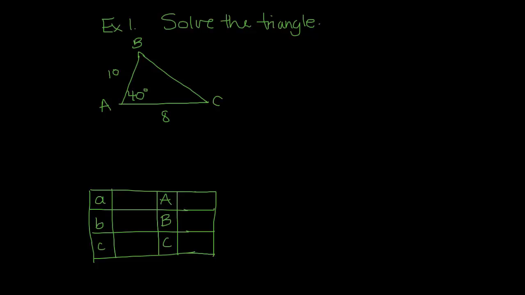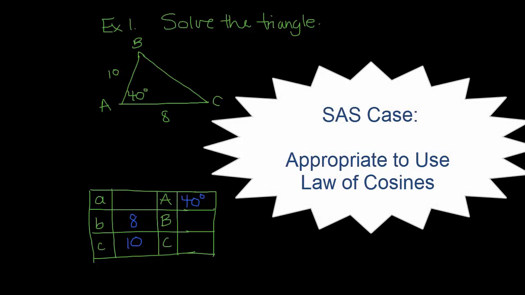Okay, so let's fill in what we know. We know angle A is 40 degrees. Side c is 10, and side b is 8. Now look at your situation here. You know a side, angle, side, and that angle is nestled between those two sides. Remember when we used to prove triangles congruent? This would be a case of side, angle, side. So in this situation, it's a nice signal that we could use cosine to solve the triangle.